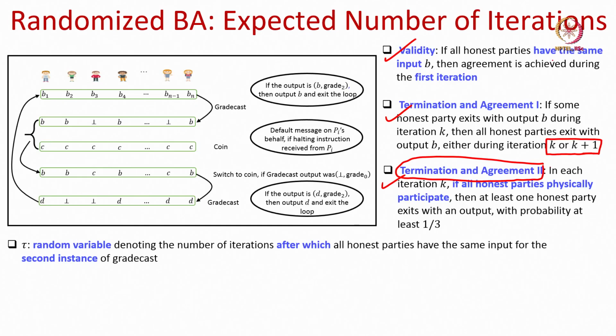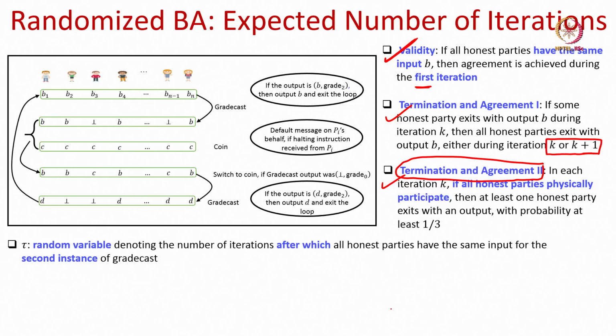Of course, if all the honest parties start the protocol with the same input, due to validity they terminate in one iteration itself. But it could be possible that the honest parties start the protocol with a mixed bag of inputs, in which case the protocol could keep on getting dragged iteration after iteration. So, we now want to measure after how many iterations in expectation honest parties are bound to terminate.